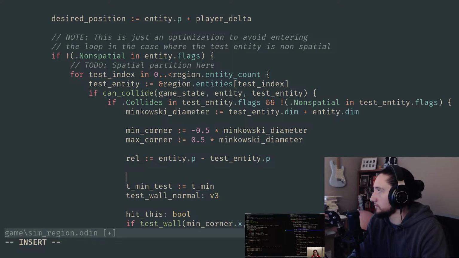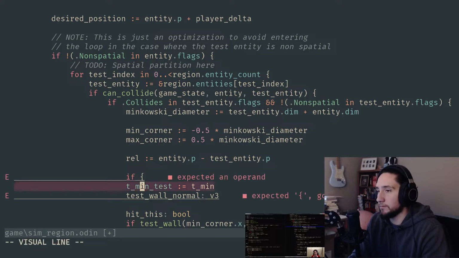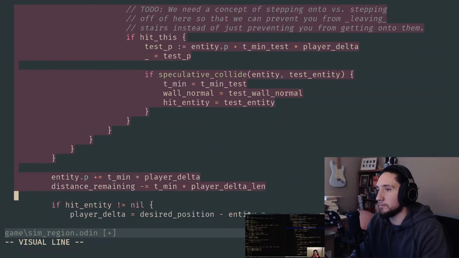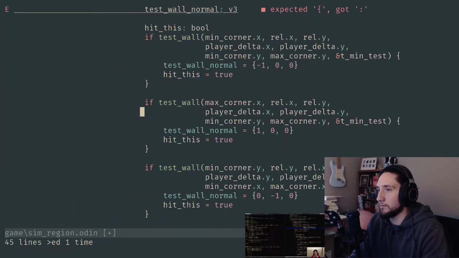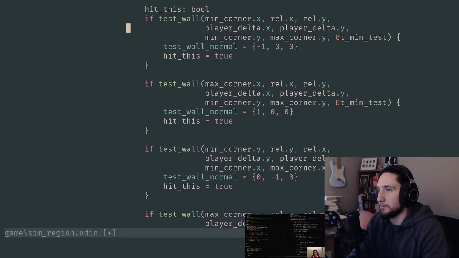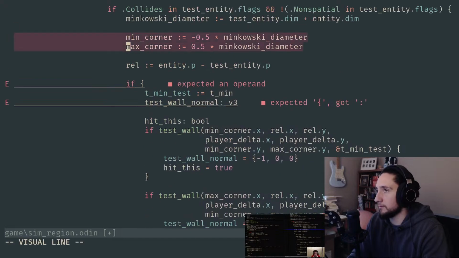Now, we've already constructed stuff that will help us test whether things are in Z. We've got this Minkowski diameter here, and the Minkowski diameter is the size of the entities added together. So basically, we've got the size of the entity in Z, both of those concatenated together, which means that we then use that to compute the min and max corner, which is basically the value of, excuse me, if you assumed that the entity itself that we're testing against, the colliding entity, if you will.